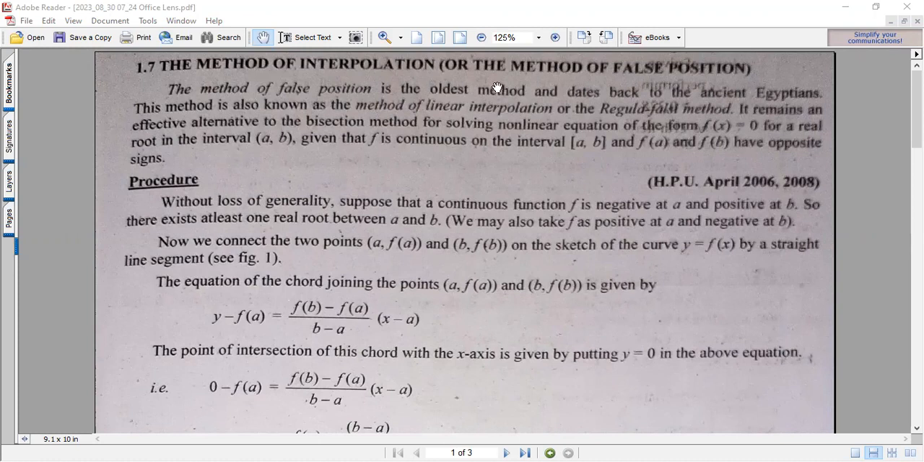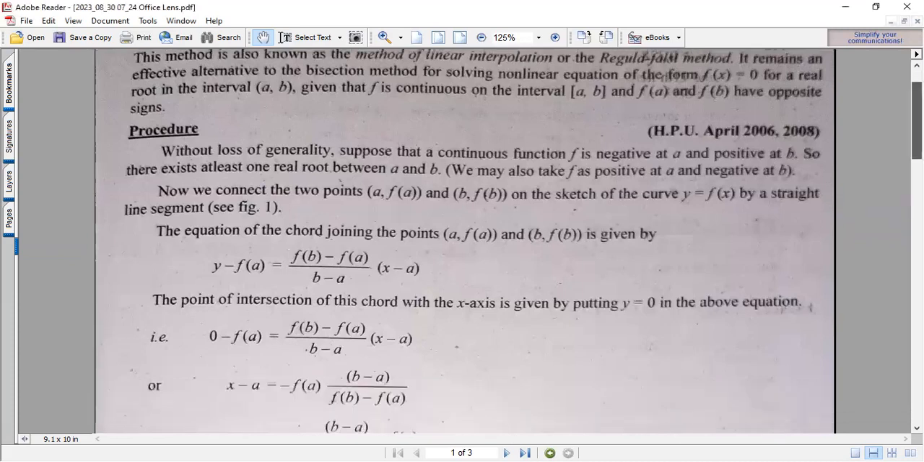The method of false position is the oldest method and dates back to ancient Egypt. This method is also known as the method of linear interpolation or the regula falsi method. It remains an effective alternative to the bisection method for solving non-linear equations of the form f of x equal to 0 for a real root in the open interval (a, b). Given that f is continuous on the closed interval [a, b] and f of a and f of b have opposite signs, we have the following procedure.